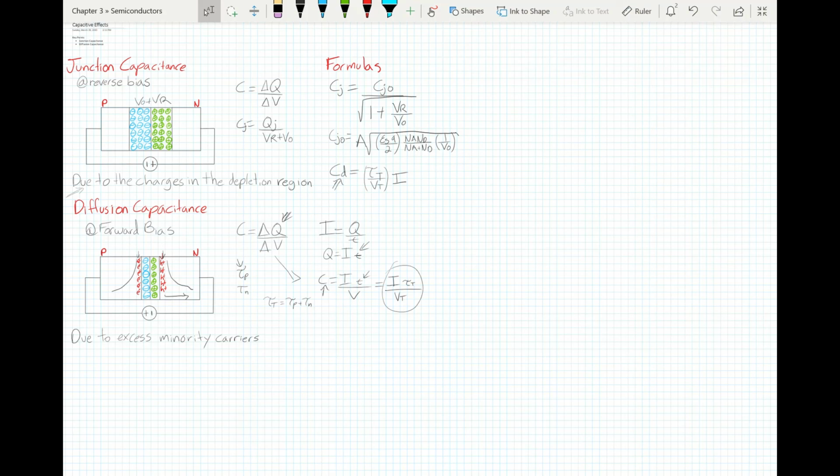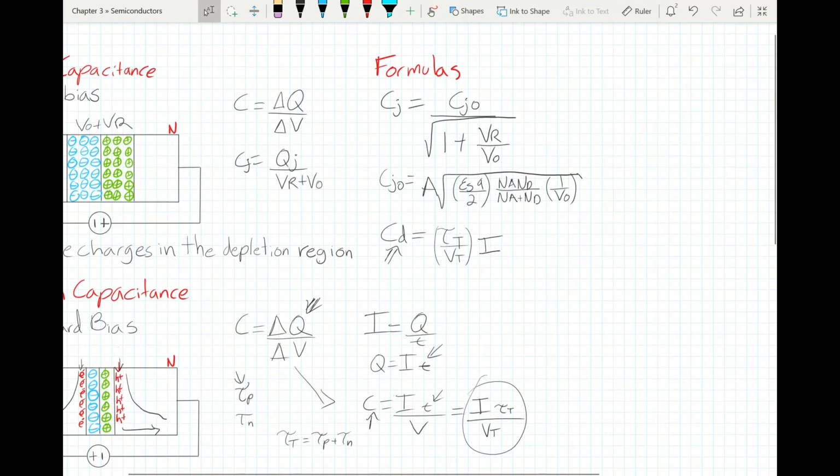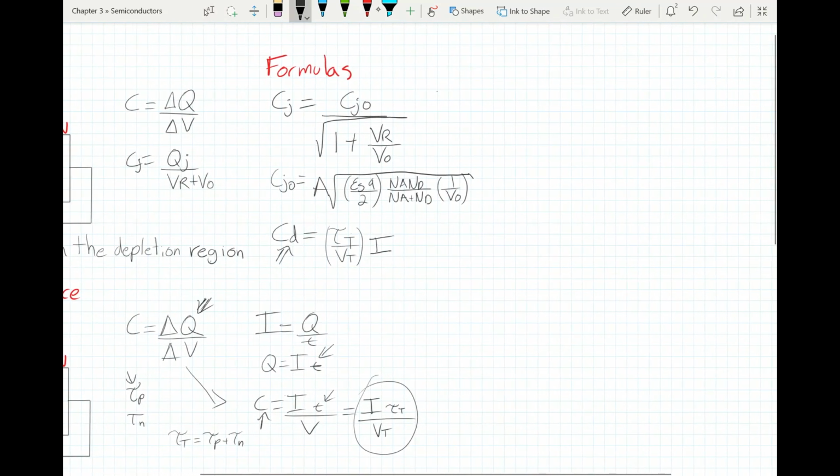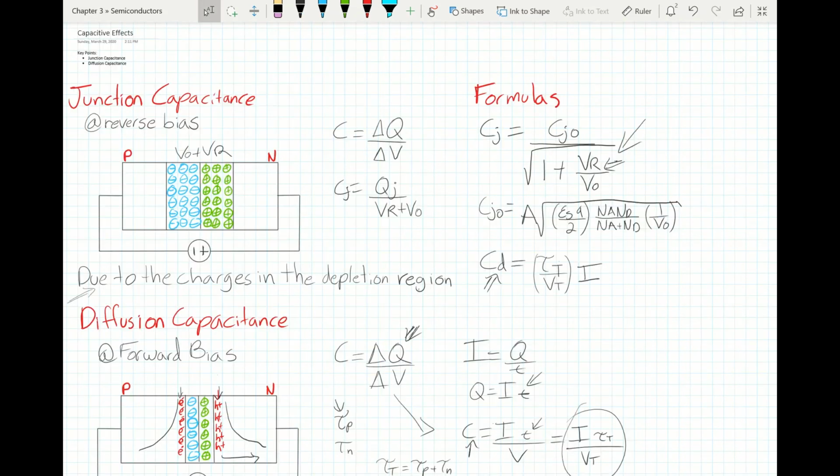And just as a final note, coming back to junction capacitance, if you look at this formula, junction capacitance is important because it's a variable capacitance due to a voltage. So if you wanted a variable capacitor, you just change the reverse voltage on a PN junction and you have a capacitance that's changing. And this is everything from this section, and this is everything from this chapter.